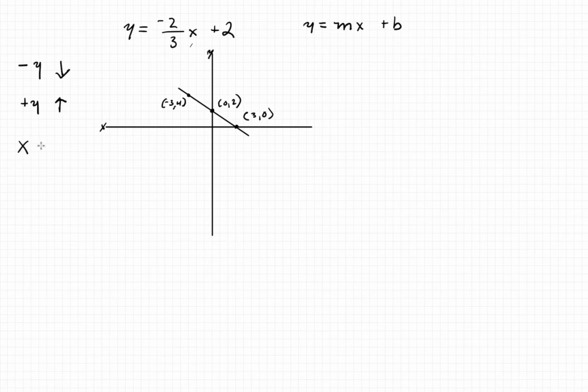X is always to the right. X is never negative. X is always positive. Your negative is going to be in the numerator only. So if you have a negative sign out here, you push it up to the numerator. You never push it down to the denominator, okay?